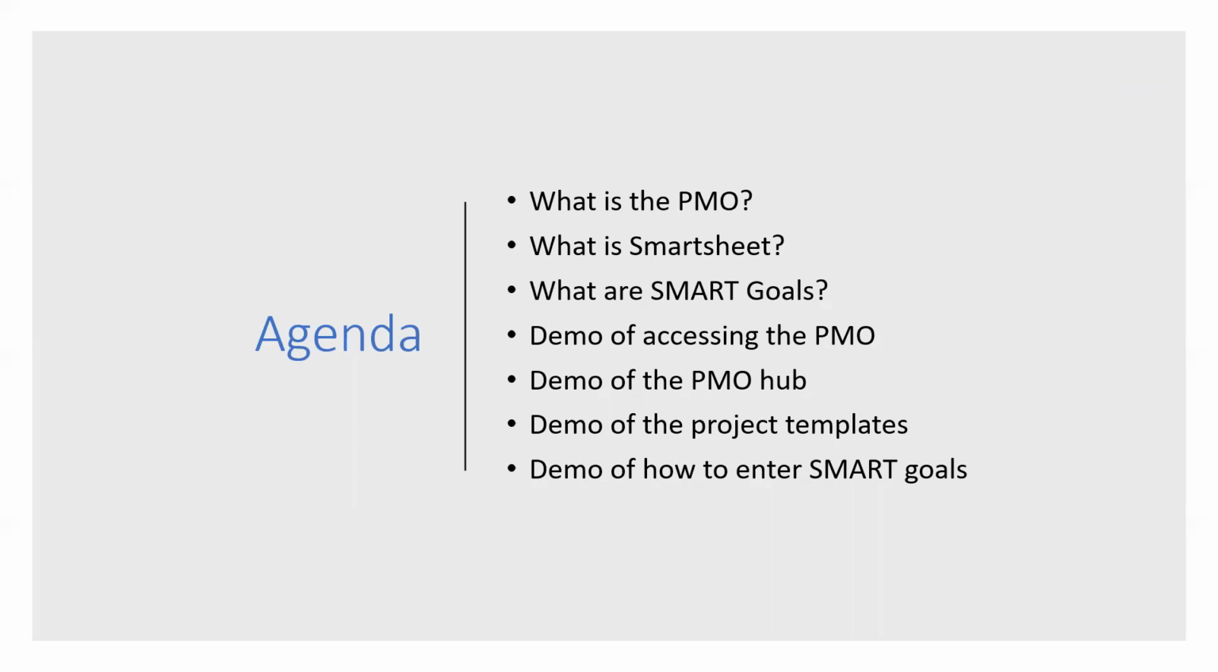All right. So we're going to cover a few things. First off is what is the PMO? What is Smartsheet? What are SMART goals? And then we're going to demo accessing the PMO, what the PMO hub is, a demo of the project templates, and how to enter your SMART goals. So it's going to be an overview of everything. We're going to go through that.